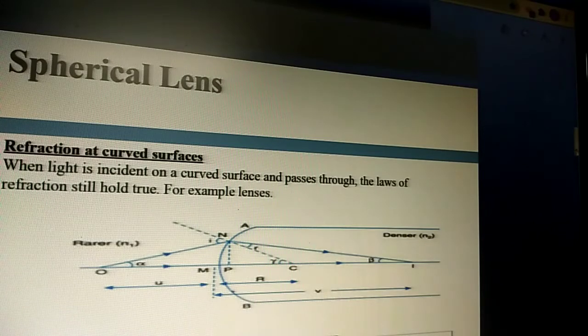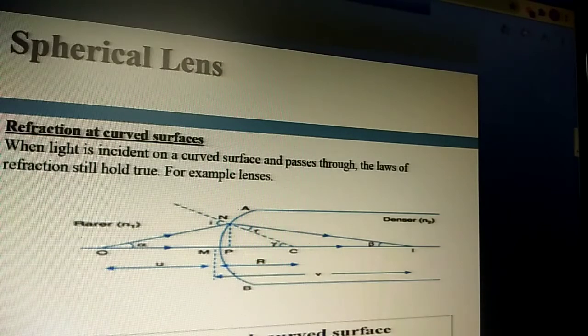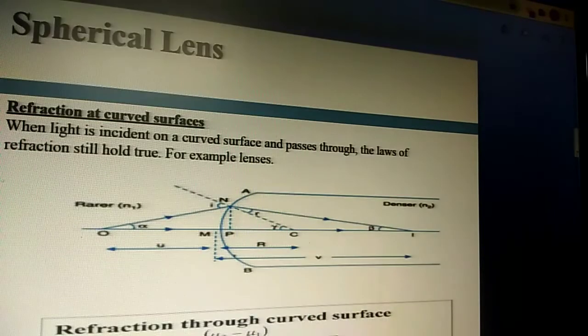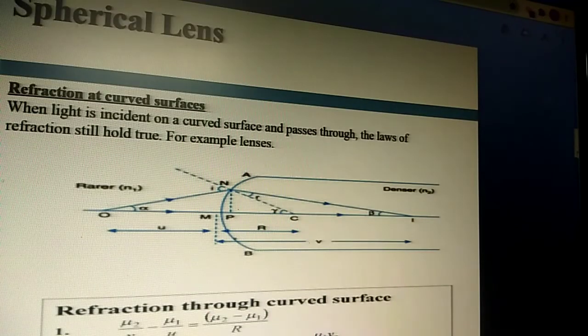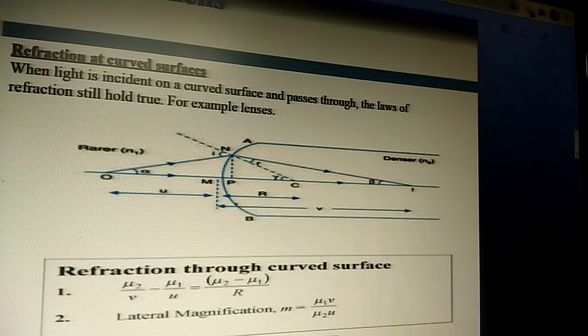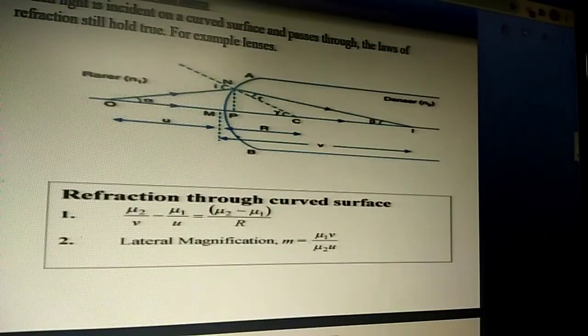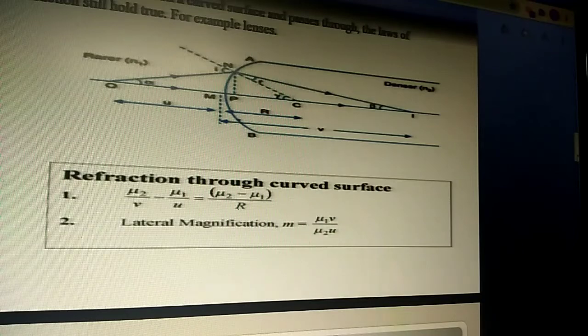That is, whenever light rays go from a rarer to a denser medium, they bend towards the normal, and when they go from a denser to a rarer medium, they move away from the normal. Then the incident ray, refracted ray and normal lie at the point of incidence at the interface on the same plane, and the ratio of the sine of the angle of incidence to the sine of the angle of refraction is a constant, that is nothing but mu, the refractive index.